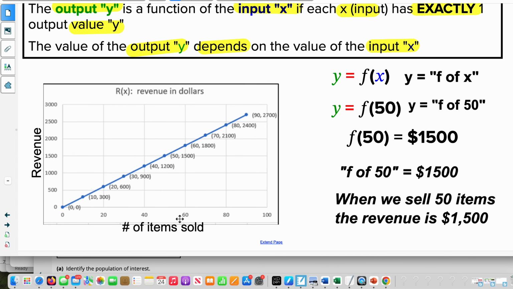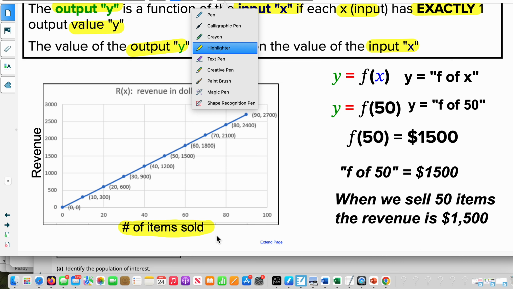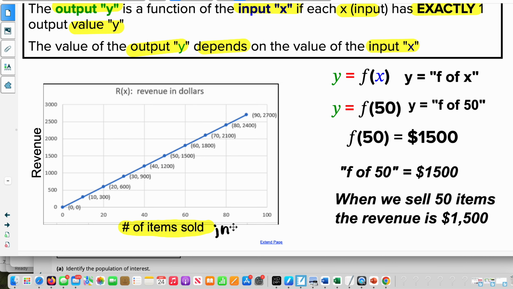Let's look down here at a graphical example. When we have the horizontal axis, that always represents our input. And the vertical axis is always our output. So when I look at this, I could say that if I input the number of items sold, I get an output of revenue.